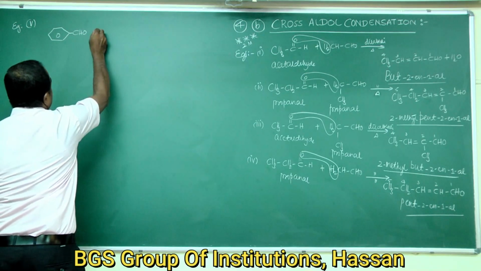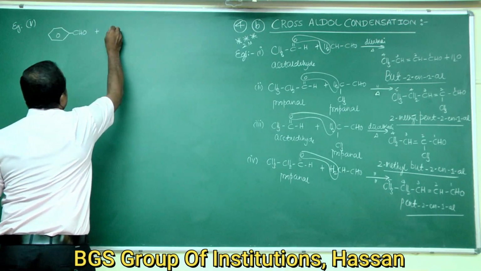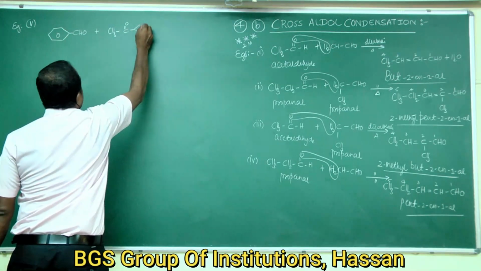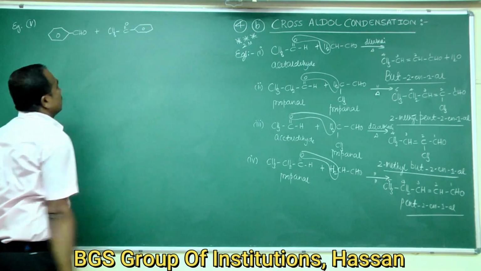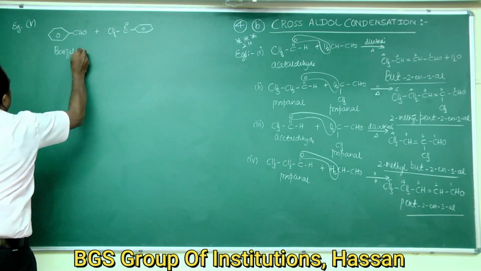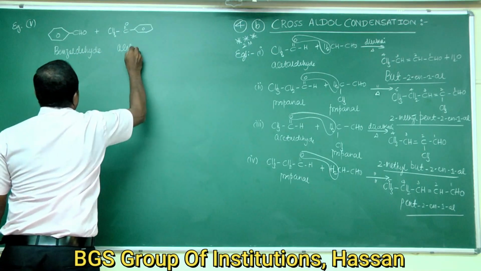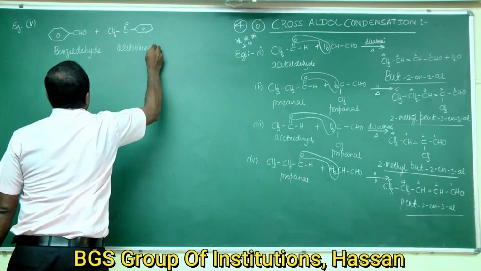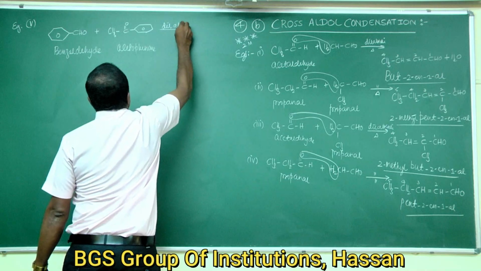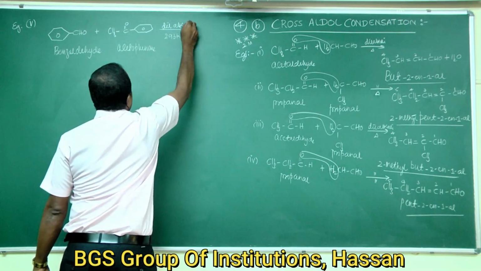When benzaldehyde is treated with acetophenone, that is benzene ring connected to COCH3. This is benzaldehyde. When it is treated with acetophenone in presence of dilute alkali at a temperature of 293 Kelvin.